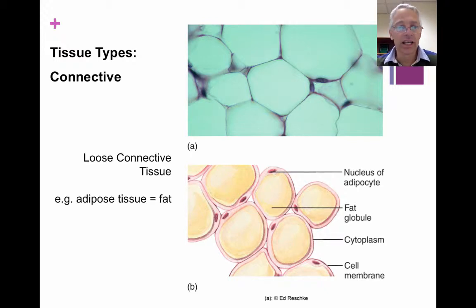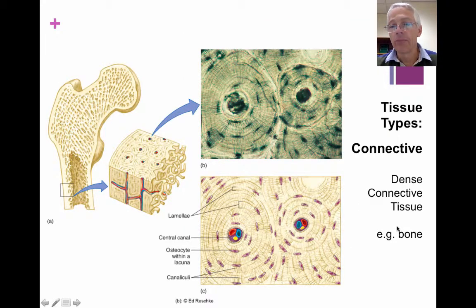Fat is a loose connective tissue, adipose tissue. And bone is a dense type of connective tissue. Instead of making a lot of protein to go in between the cells in bone, there is a lot of mineral deposited. There's also a lot of protein as well, but there's a lot of minerals deposited between the cells, and it is a very dense, strong structure.